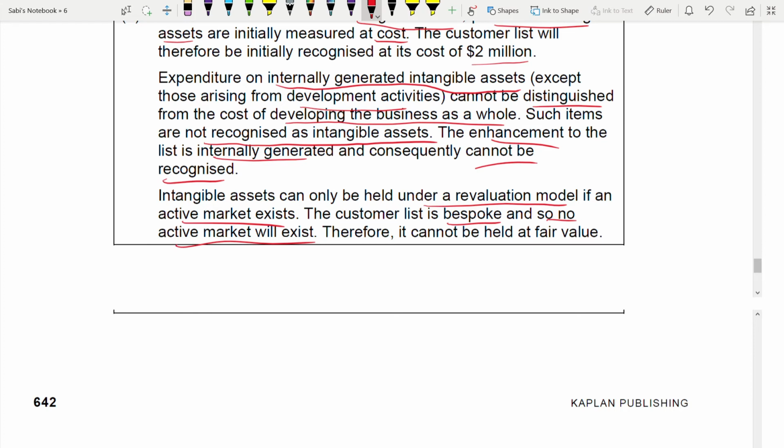An active market exists for those items which are very common, bought by everyone. Everyone can use it, whether entity A uses it or entity B uses it, the fair value will be the same for that asset. But a customer list is different from entity to entity. Your customer cannot be another entity's customer, right? Maybe it is sometimes common, but not necessarily; the majority of it will be different. So customer list is customized. For a customized product, it's very hard to find an active market. Therefore, it cannot be held at fair value.